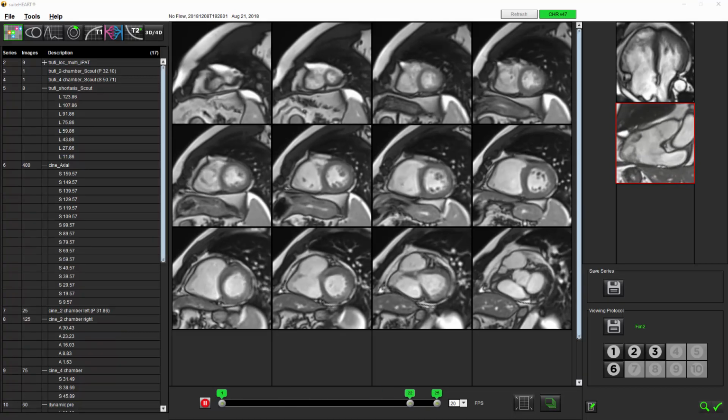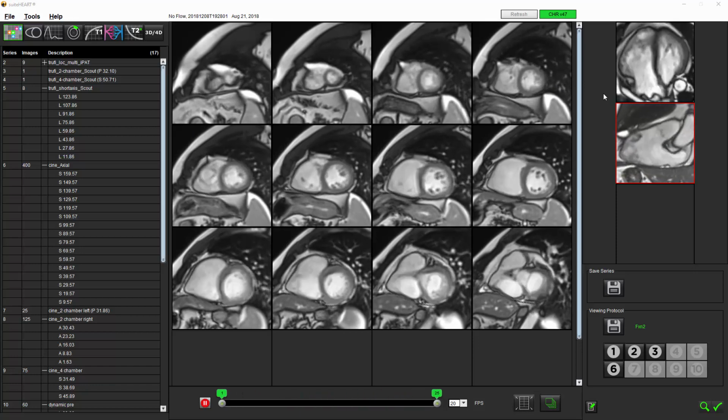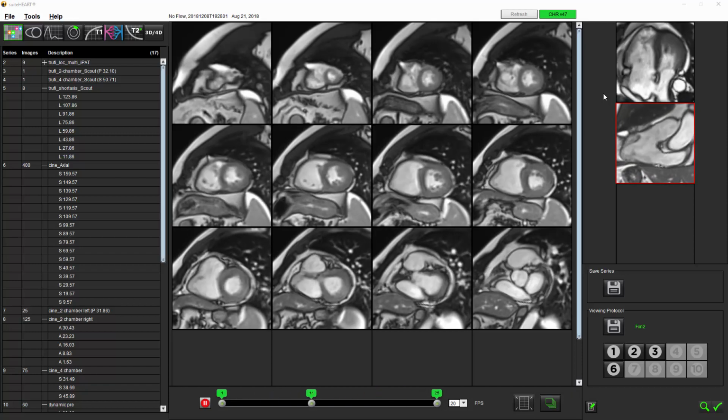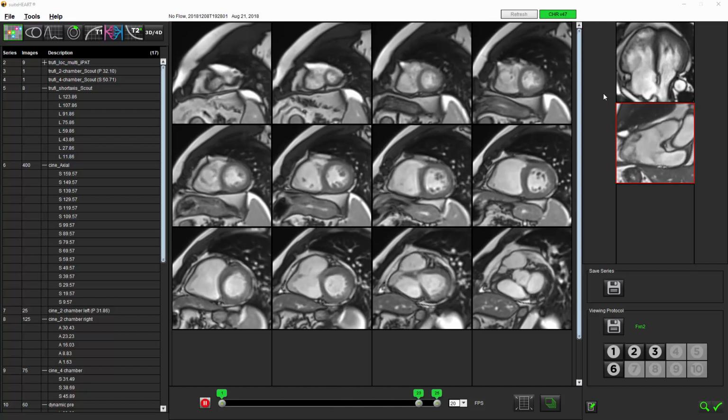Here are some images. On the four-chamber view, up here, you can see that the right ventricle and right atrium are enlarged. There's a brief jet of tricuspid regurgitation in early systole, and RV systolic function looks pretty good.